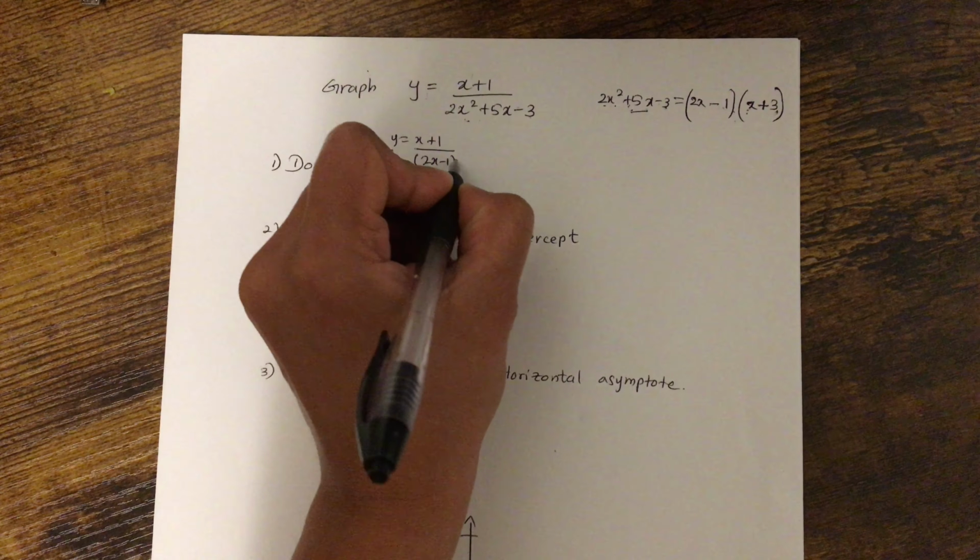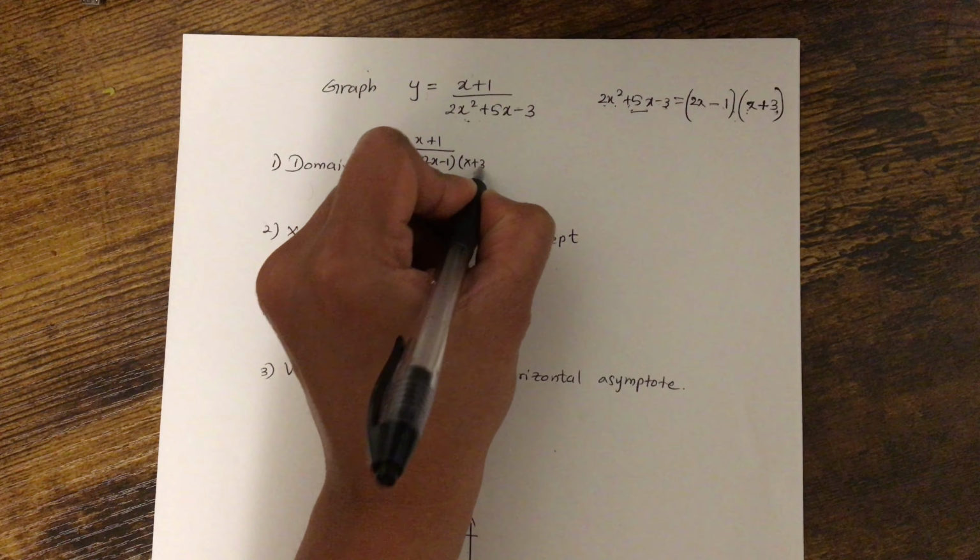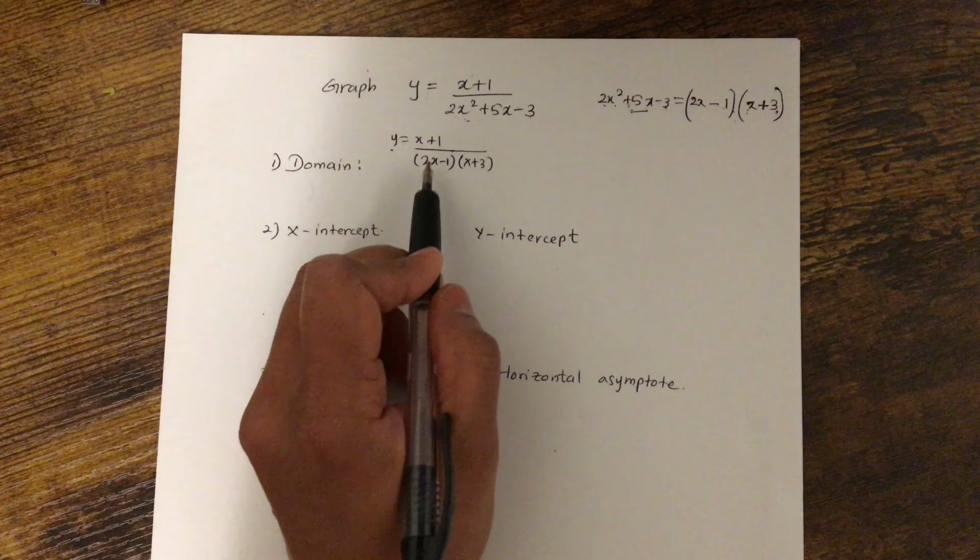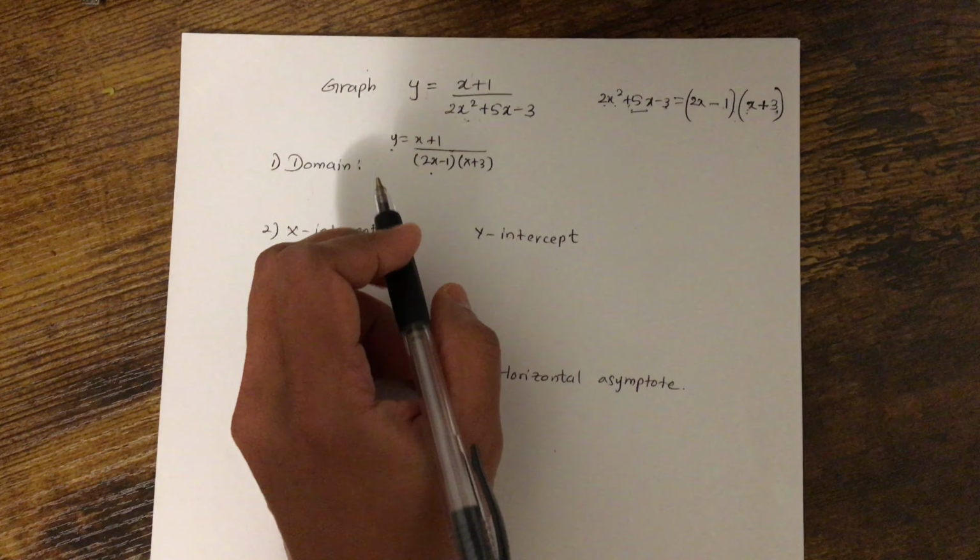Then you can write down your y equals (x plus 1) over (2x minus 1) times (x plus 3). So this is your rational function, right? So let's find the domain.